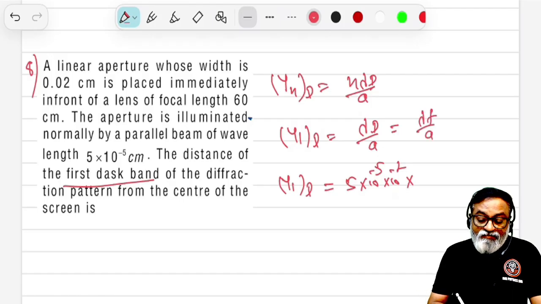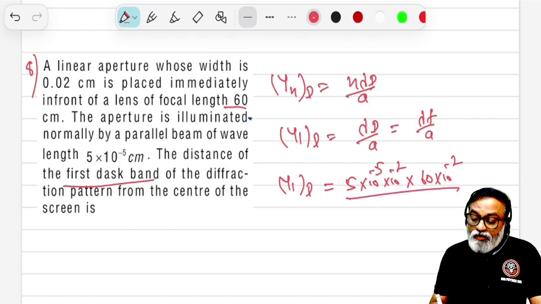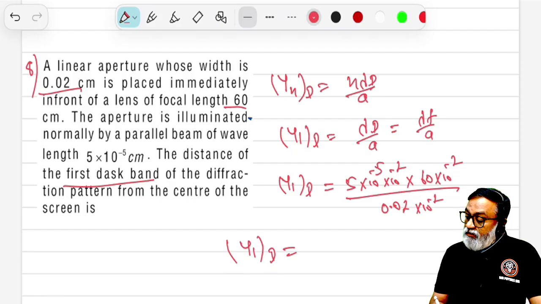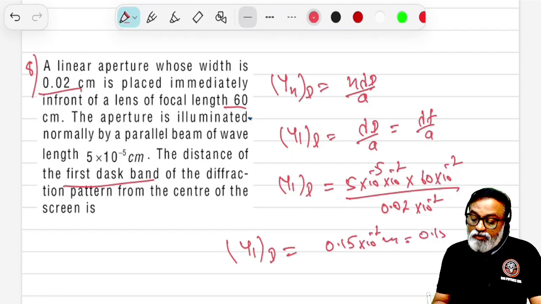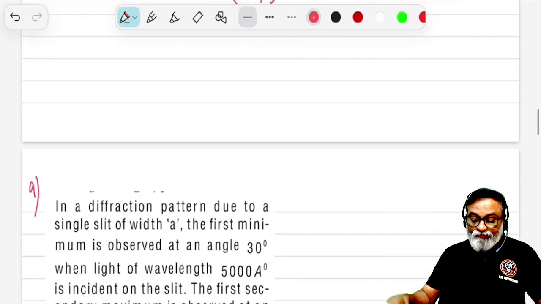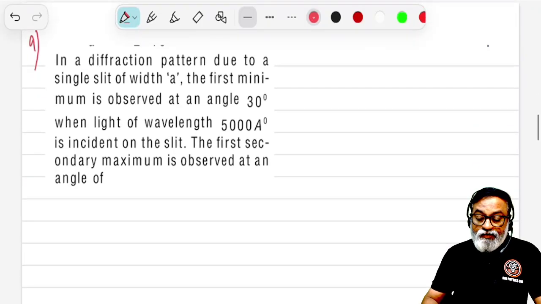Therefore, the focal length is given as 60 centimeter. This becomes 60 into 10 to the power of minus 2. A is the slit width, that is given as 0.02, 0.02 into 10 to the power of minus 2. And finally, the linear position of first dark becomes 0.15 into 10 to the power of minus 2 meters. This becomes 0.15 centimeter. Next one.